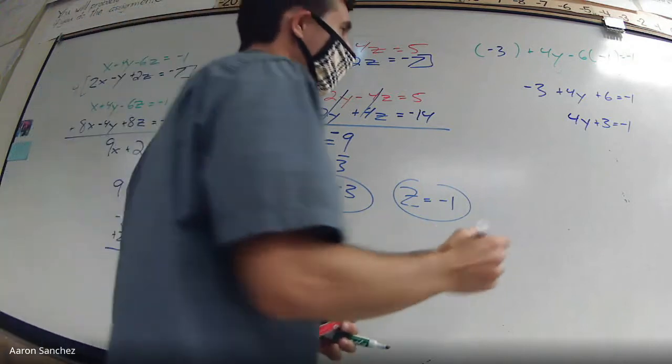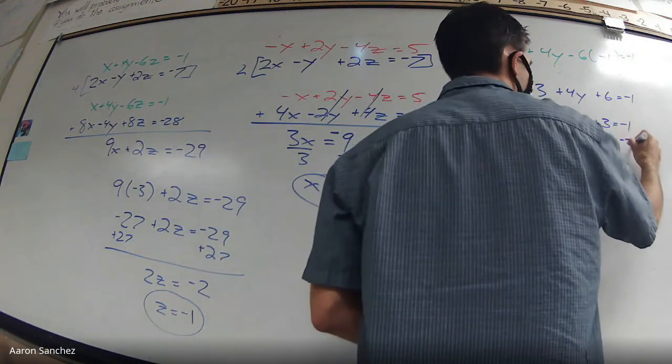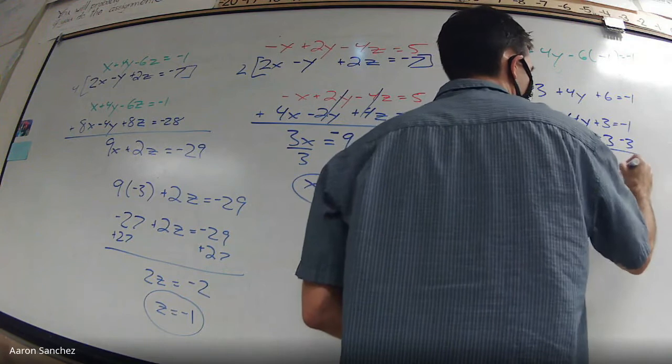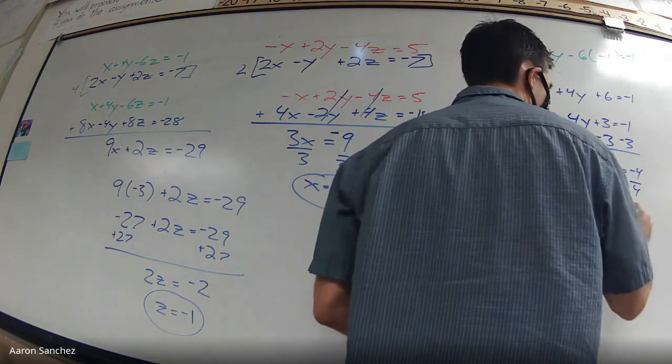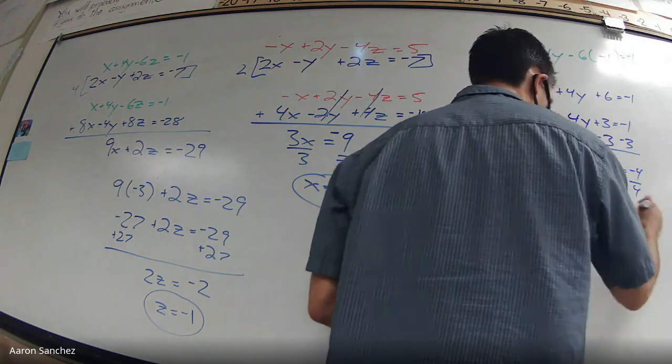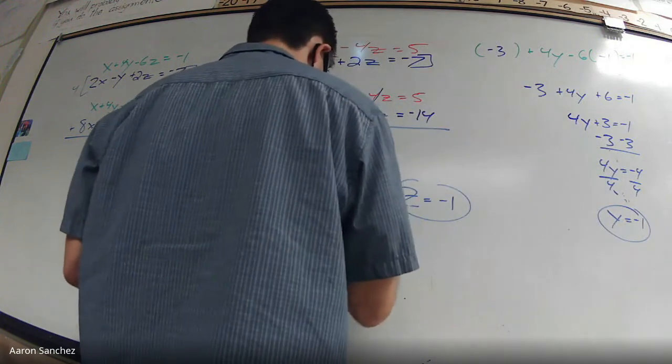And then just solve for y. Minus 3, 4y equals negative 4. Divide by 4. Y equals negative 1. And there you go.